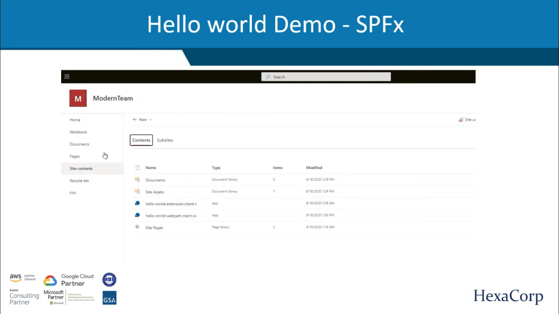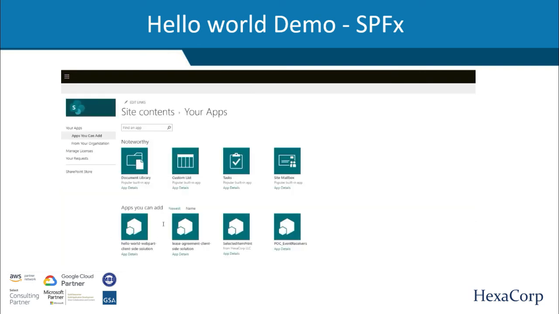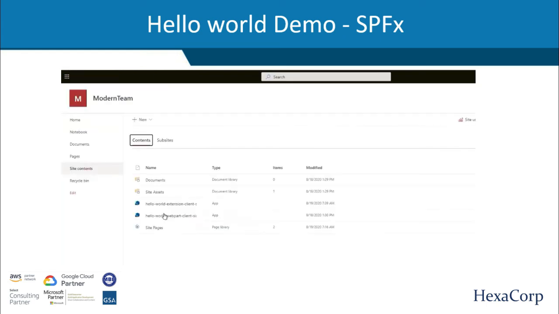Go to the site where you want to add the SPFx Webpart. Go to Site Contents and select Add an App option to go to App Listing. Select the Hello World SPFx Webpart to add the Webpart to the site. Now the SPFx web part will be available in the site.